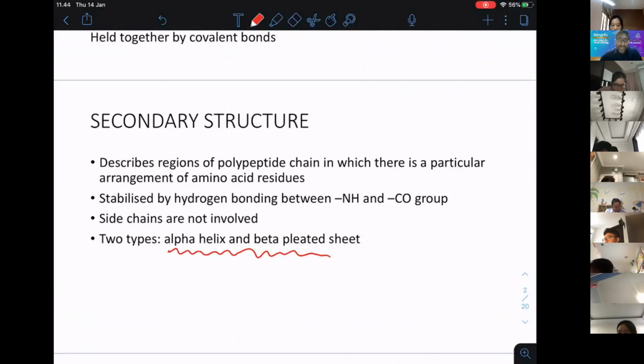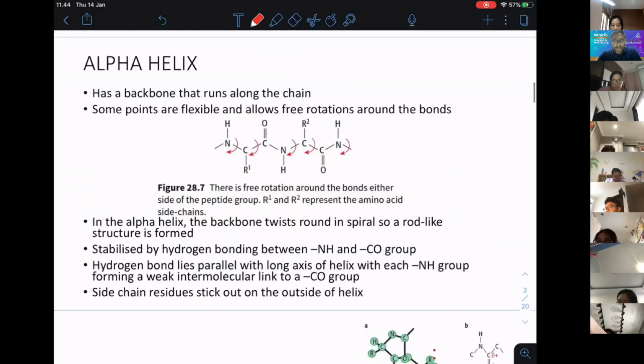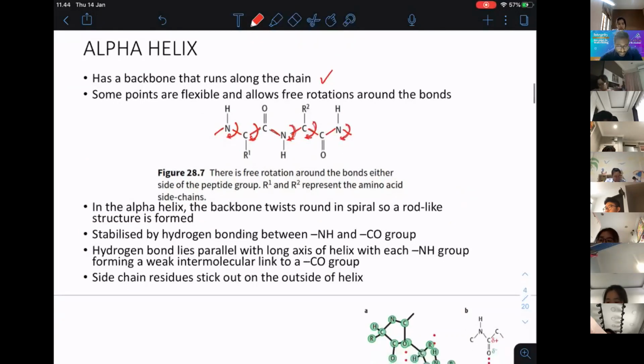Let's focus more on here so that we can understand what they try to mention. If you look at this alpha helix, they say that it has a backbone that runs along the chain. This is the backbone that runs along the chain. Some points are flexible and allow free rotation. These are the points that are flexible, that allow free rotation. Here they already mentioned it.